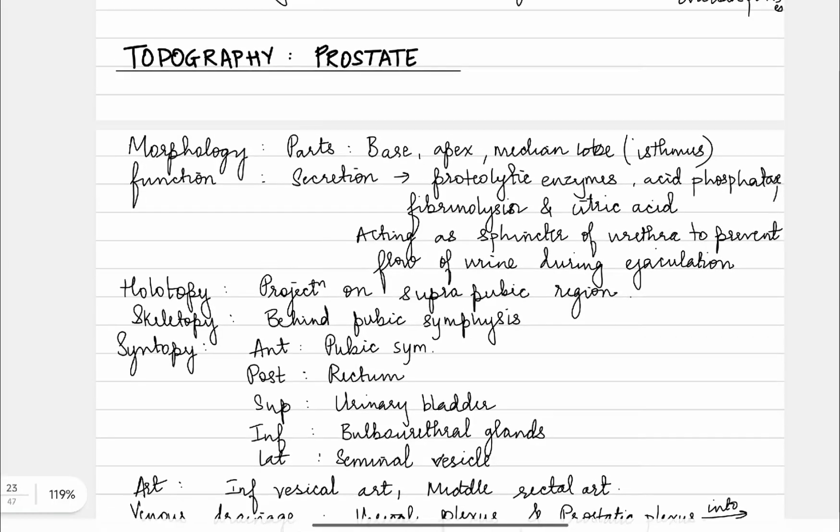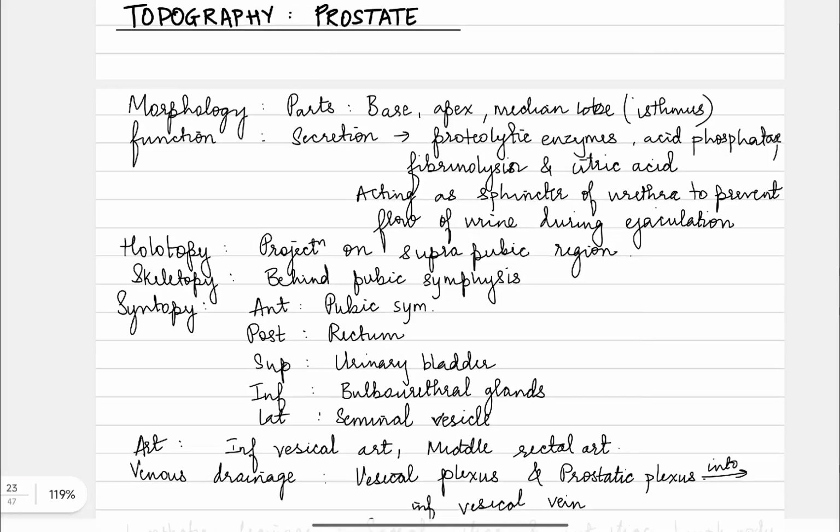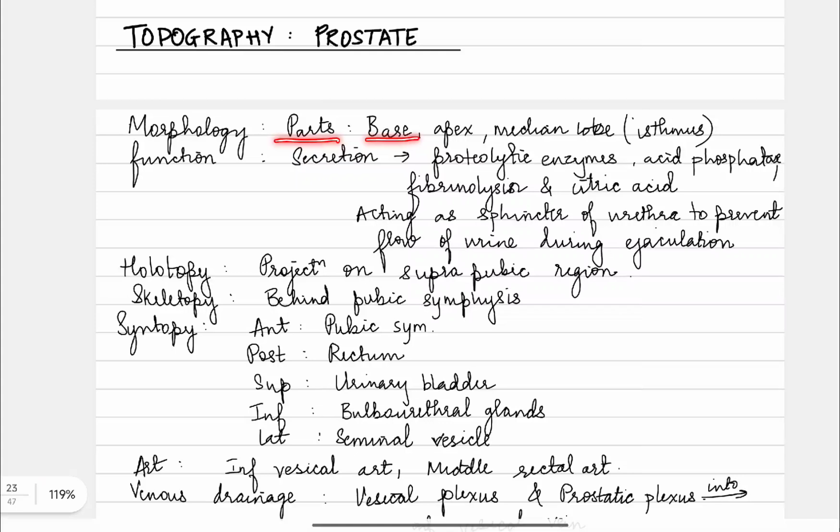Now next is topography of prostate. Now morphology of the prostate's parts are base, apex, median lobe, which is also called as isthmus. Function is secretion of proteolytic enzyme, acid phosphatase, fibrinolysin and citric acid, acting as a sphincter for urethra to prevent the flow of urine during ejaculation.